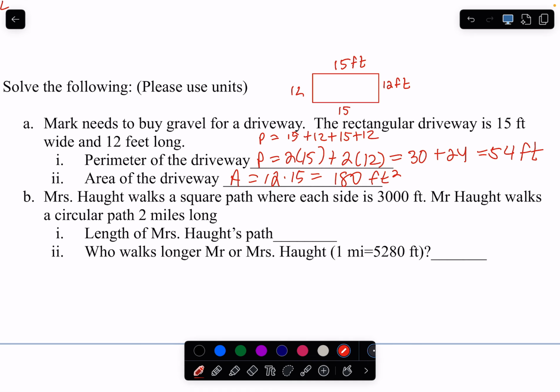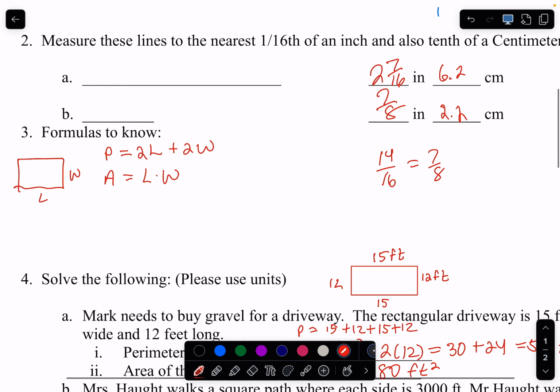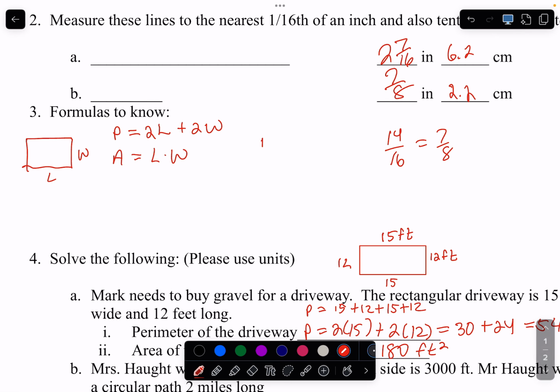Okay. Part B. Part B talks about a square. So let's go back up to our formulas. And I will make a very feeble attempt to draw a square.